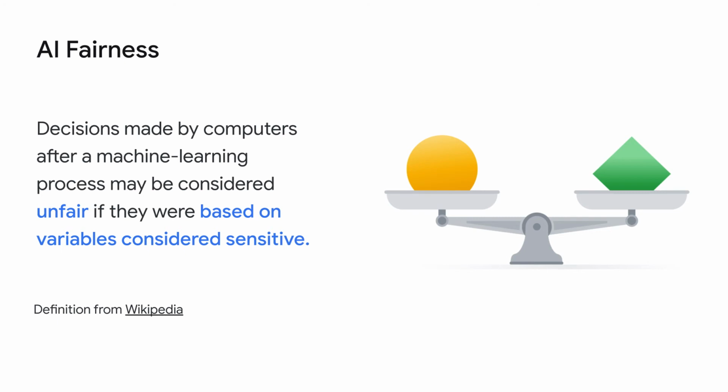It's important to note that not all types of bias are necessarily unfair. The definition of fairness is slightly more restrictive. Decisions made by computers after a machine learning process might be considered unfair if they were based on variables considered sensitive. Examples of such variables include gender, ethnicity, sexual orientation, or disability. With these variables, fairness also encompasses equity and inclusion.